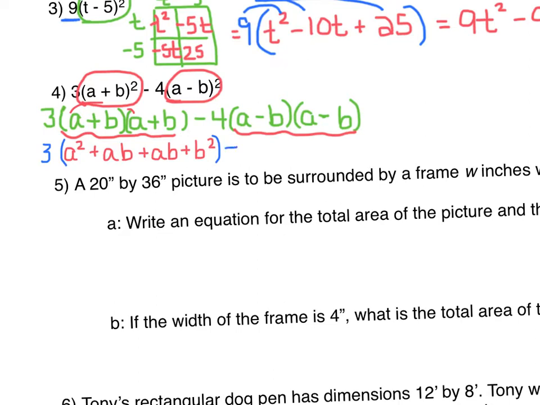And then we have a minus 4, parentheses, and now I'm going to do my other FOIL. So, again, a times a makes a squared. A times negative b gives me minus ab. Negative b times a also gives me negative ab. And negative b times negative b gives me positive b squared.